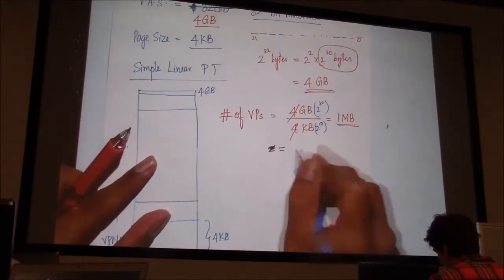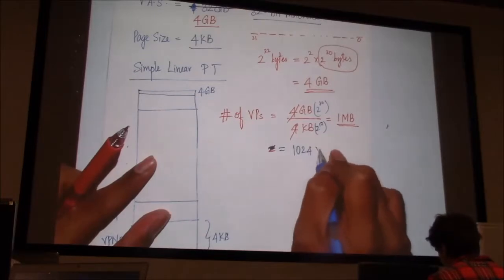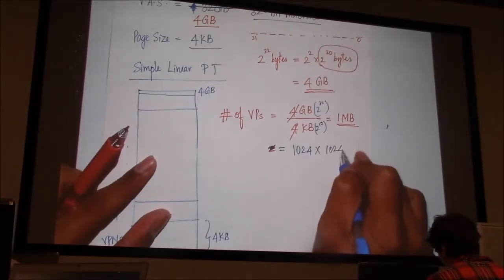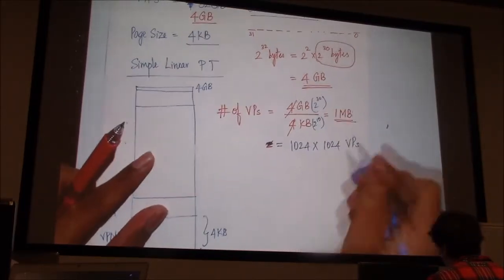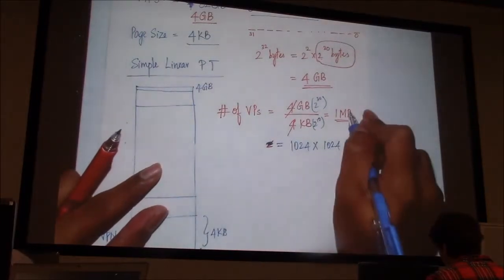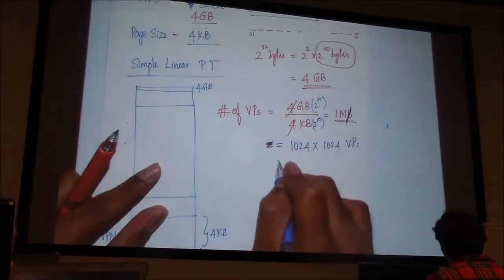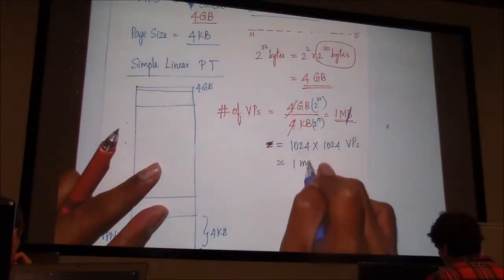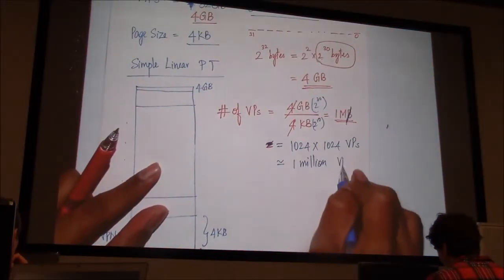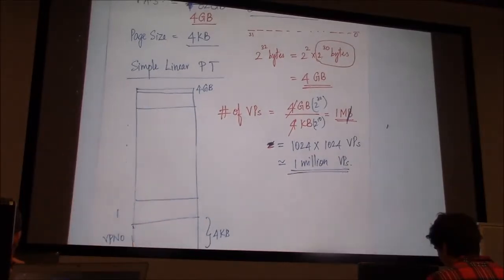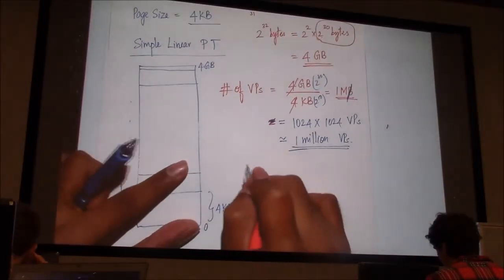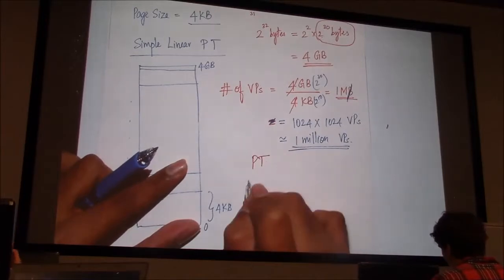So you have 1024 times 1024 virtual pages. Actually, I should not write it like a B here because B also will get cancelled with 1 M. Okay, 1 M virtual pages, approximately 1 million virtual pages. If we have 1 million virtual pages, let's think about having a page table for this particular setup.